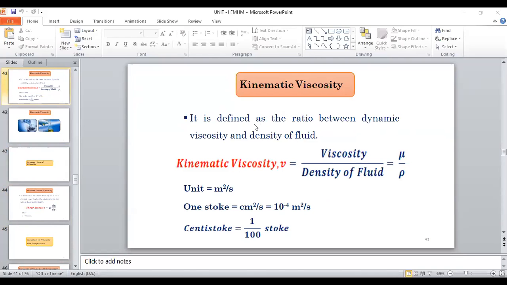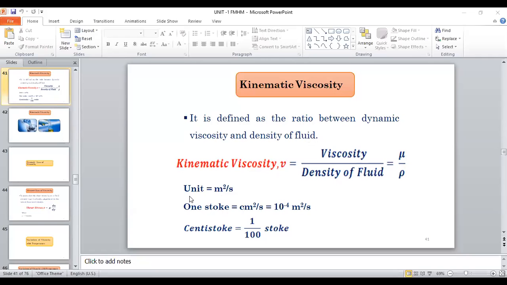It is defined as the ratio of dynamic viscosity to the density of the fluid. It is denoted by the symbol nu. Sorry, so nu equals mu by density. We already know the units for viscosity, Newton second per meter square, divided by the unit for density, which is kg per meter cube. If you solve that, we get the final unit as meter square per second. So this is the unit for kinematic viscosity, meter square per second.